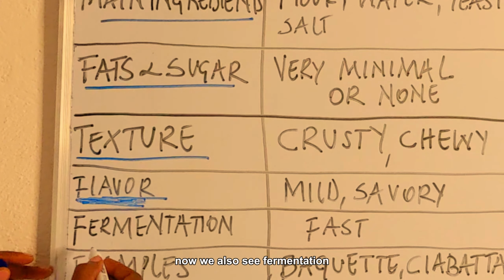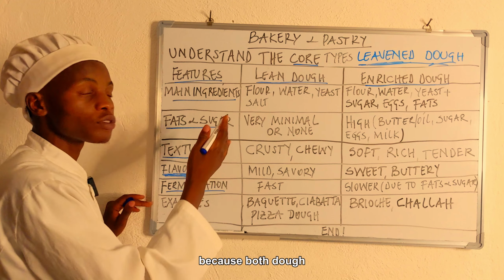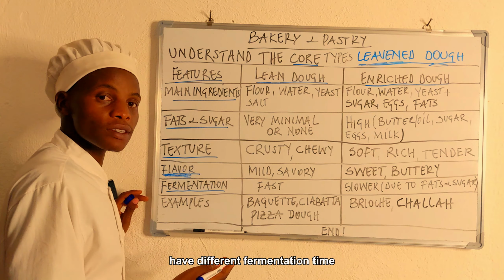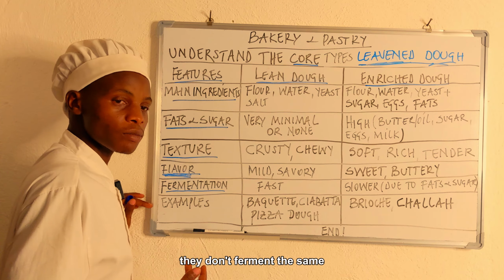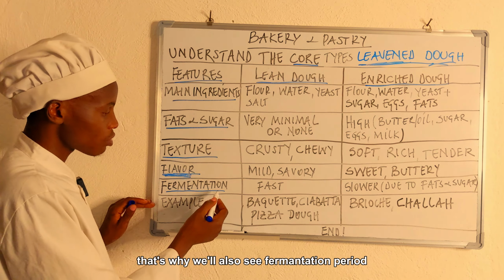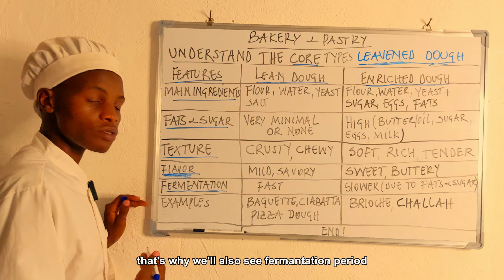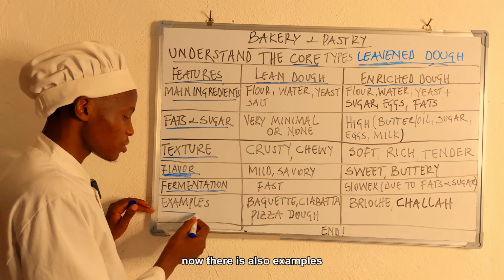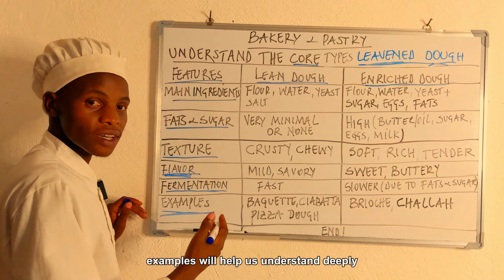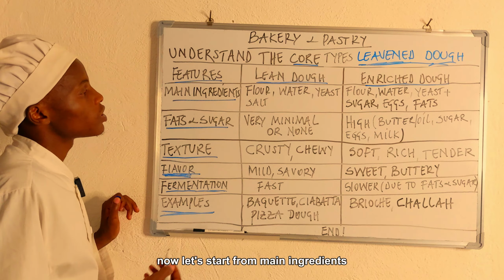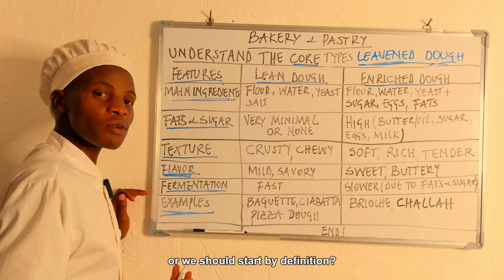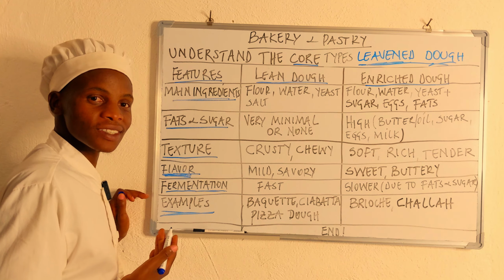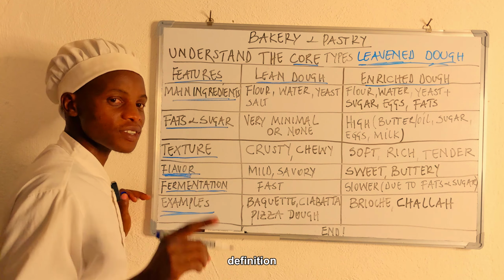Now we also see fermentation, because both doughs have different fermentation types. They don't ferment the same. They ferment differently. That's why we also see the fermentation period. Now there are also examples. Examples will help us understand deeply. Now let's start from main ingredient. Should we start from main ingredient or should we start by definition? Definition. Thank you so much.